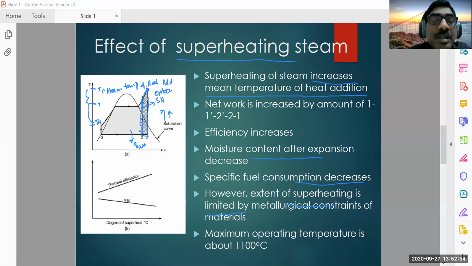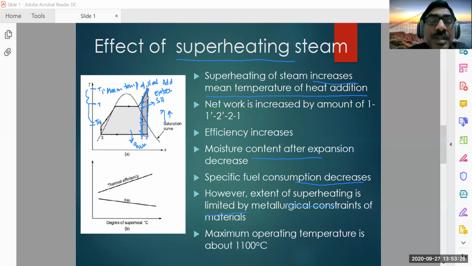That means the heat is added across these three temperatures. So if this is increased, automatically the enthalpy content will be increased more. So if the temperature of heat addition is increased, you will be getting more work output. Okay. So the superheating of steam increases the mean temperature of heat addition. And then net work is also increased by this amount.